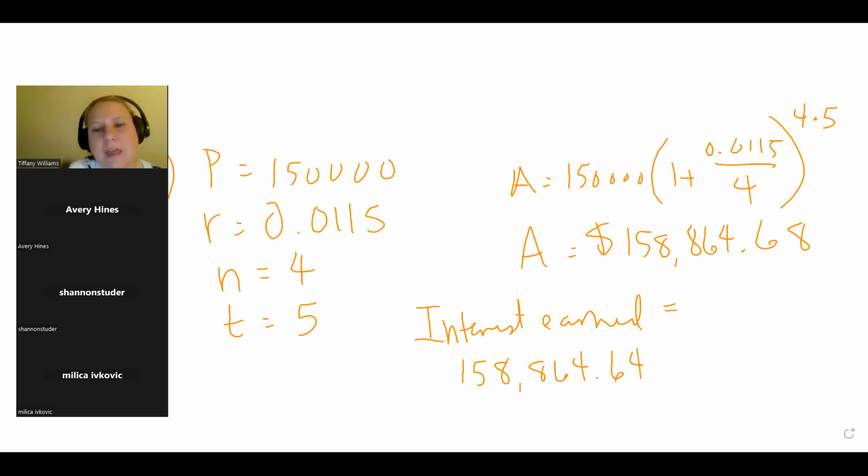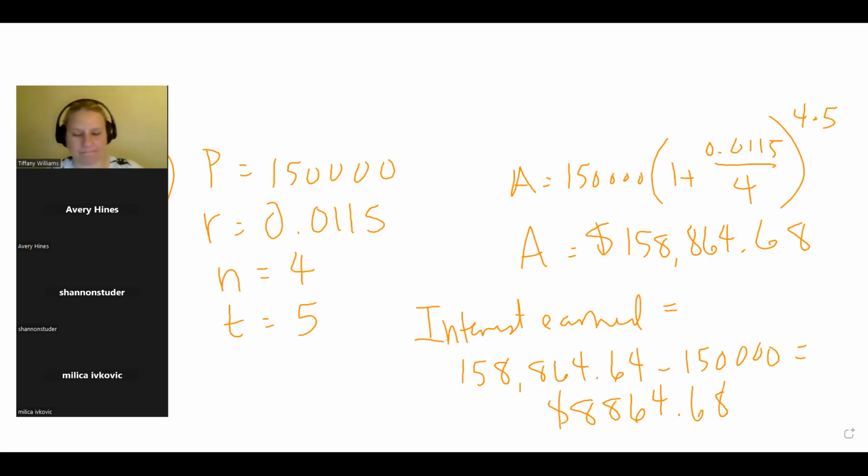I'm going to take the amount A we got, and I'm going to subtract from that $150,000, and that's going to give us a grand total of $8,864.68. So that's the interest earned there.